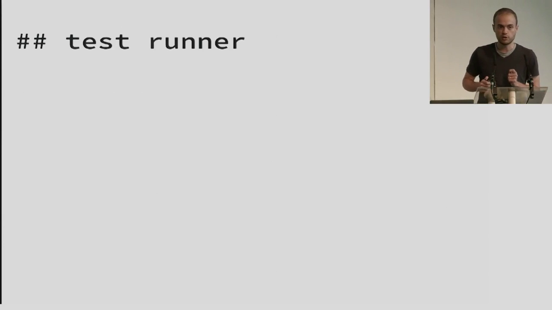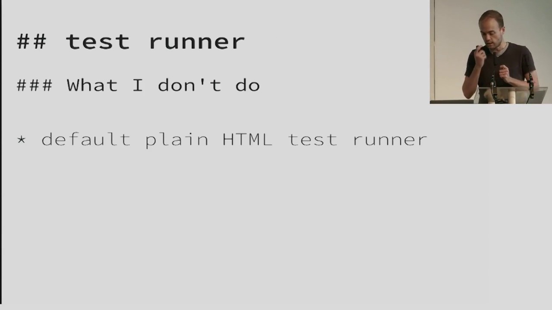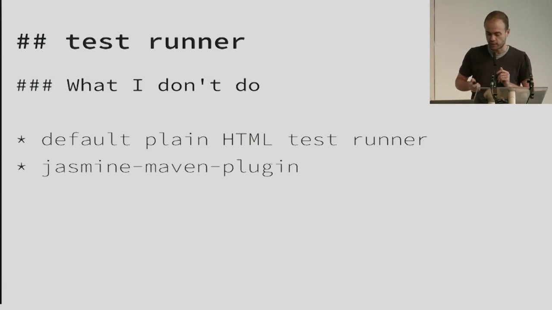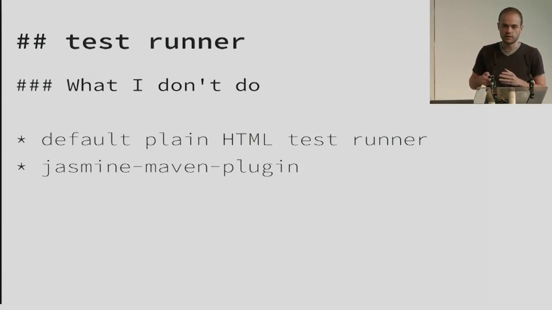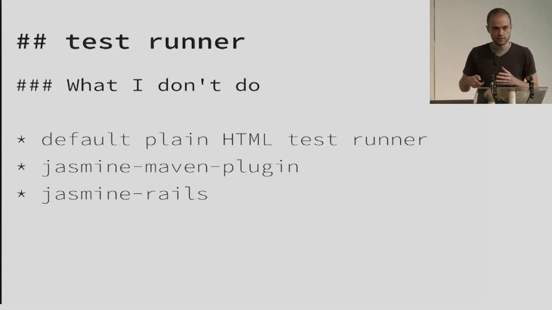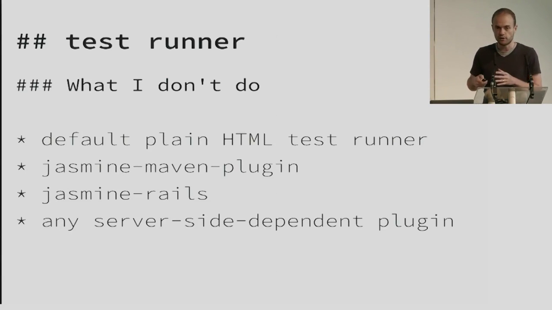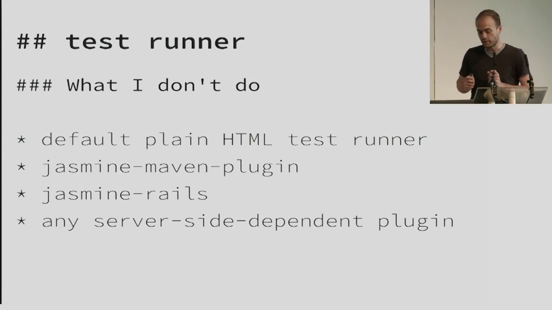So a couple things that I don't do to actually run my tests is I don't use the default plain HTML test runner that you get if you just download the framework. In that case, you have an index.html file, and every time you add a file, you're adding a custom script tag. It doesn't scale well to full-size applications, obviously. I also don't use server-side plugins like Jasmine Maven plugin or Jasmine Rails to integrate with my Rails application or any other server-side dependent plugin. Now I'm picking on those two because I wrote them, so now I'm saddled with the responsibility of maintaining them, even though I don't use them anymore.